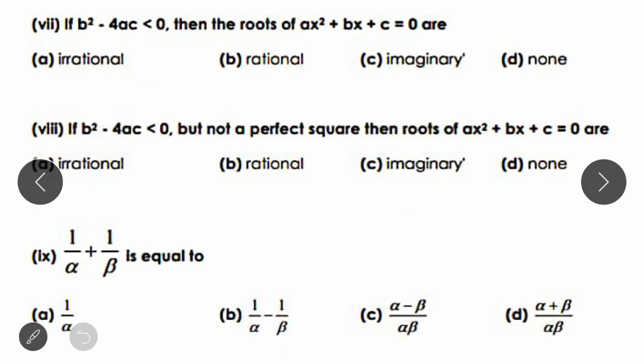Next is, if b square minus 4ac is less than 0, meaning the discriminant is less than 0, then the roots of the equation are imaginary. If the discriminant is less than 0 but not a perfect square, then the roots will be irrational.